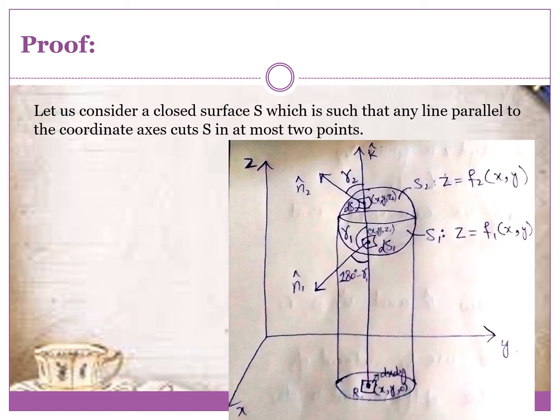Thus, S1 and S2 are functions of x and y. Thus, depending on the shape of the surface, the upper and lower portions of the surface S have equations z is equal to f1 of xy and z is equal to f2 of xy. The equations of the surfaces are functions of two variables x and y.